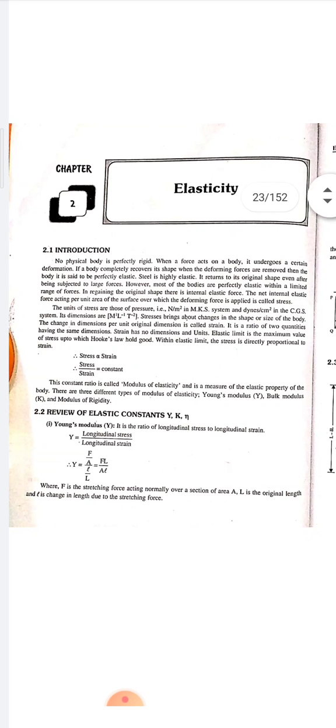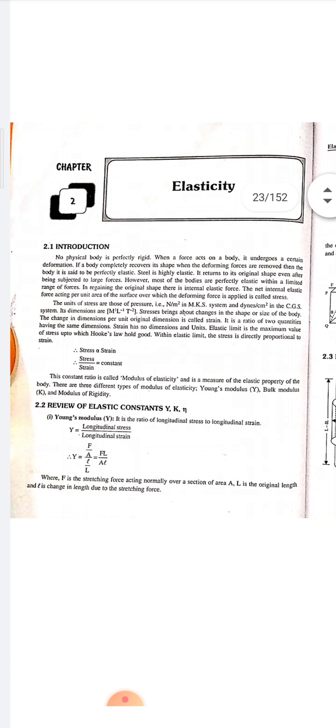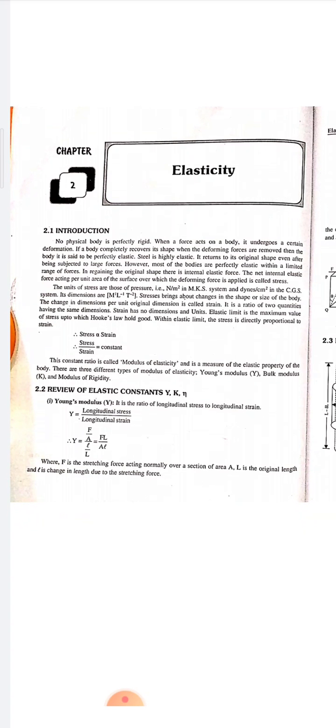Here you can see that when any force acts on a body, it undergoes a certain deformation. If a body completely recovers its shape when the deforming forces are removed, then the body is said to be perfectly elastic. The MCQ will be there on the perfectly elastic body. Steel is highly elastic. It returns to its original shape even after being subjected to a large force. However, most bodies are perfectly elastic only within a limited range of forces.